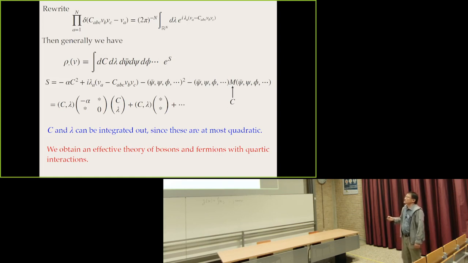Here, this first term is just expressing that C is distributed by a Gaussian, and this is the data coming from the delta function. And this is the field theoretical part, which deals with the determinant factor. Anyway, this action has a quadratic and linear form in terms of C and lambda. So C and lambda can be integrated out easily. Finally, you obtain an effective field theory of bosons and fermions with quartic interactions.